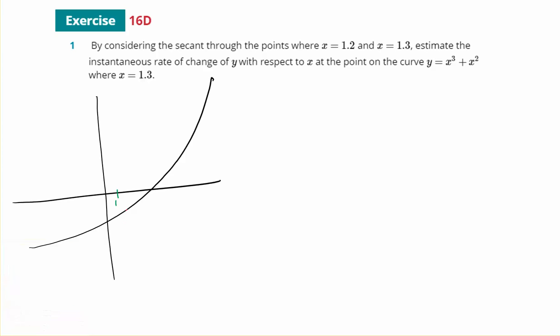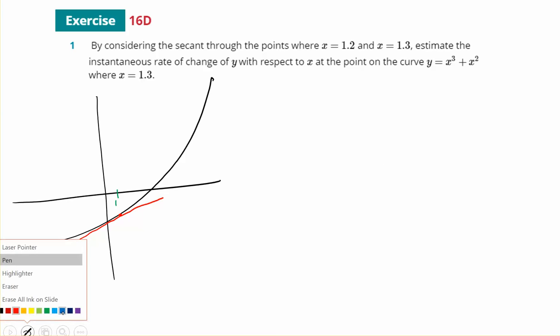Now, the gradient at x equals 1 happens to be the gradient of the tangent at x equals 1. Okay, so if I draw a tangent here, then that's the actual gradient at that point, at x equals 1. Now, the problem is we haven't learned yet how to find the gradient at any particular point, because we know how to find the gradient of secants. That's like the average rate of change.